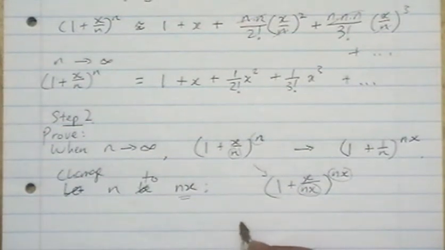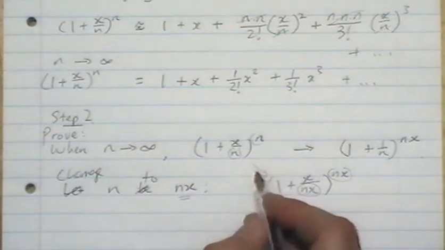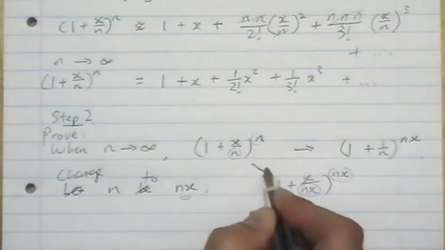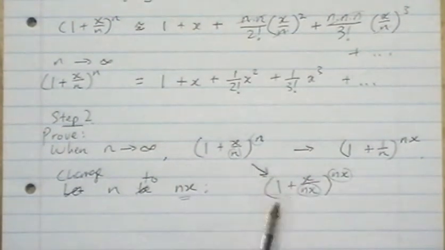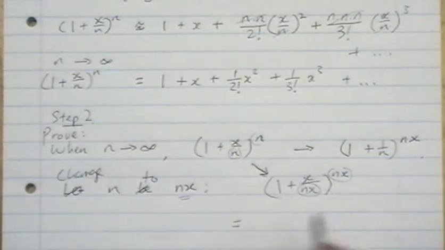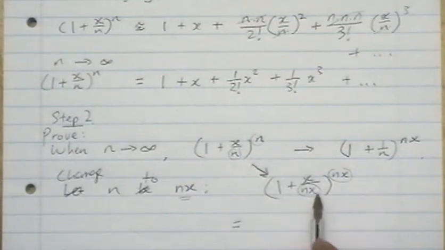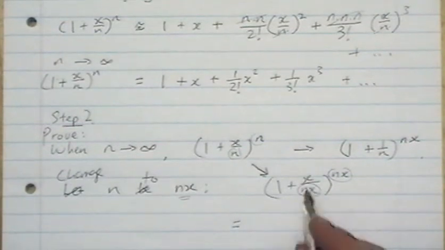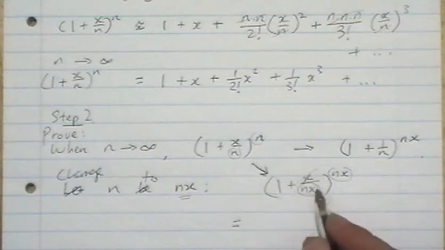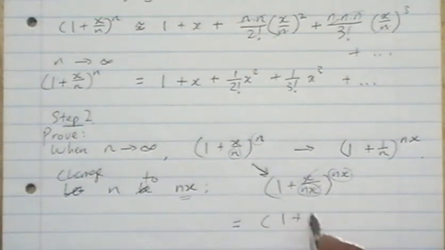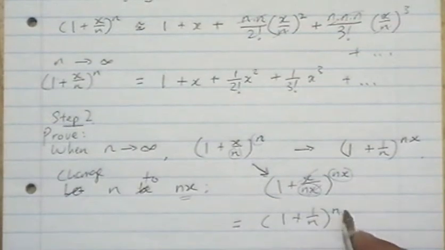So following on from that, when n is going to infinity, this actually becomes equal to this. And if I then go back to the time when nx is not yet at infinity, I can do some algebra here. I can cancel the x and get 1 plus 1 over n to the power of n, all to the power of x.